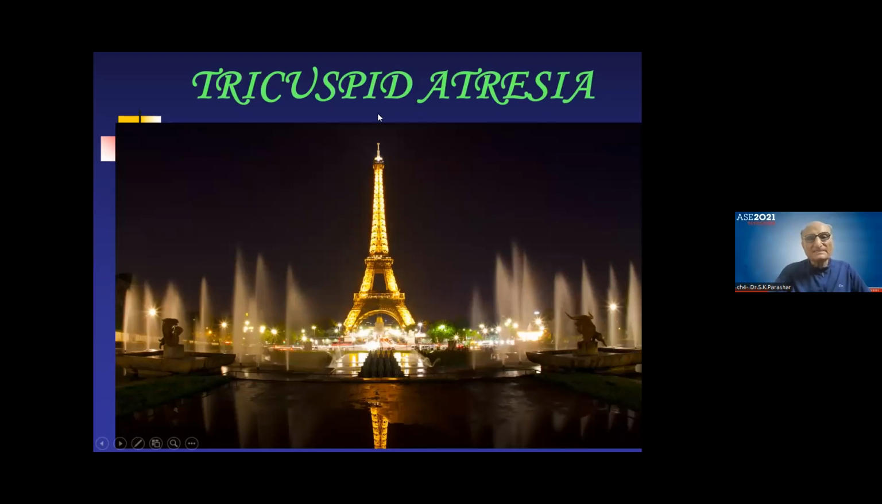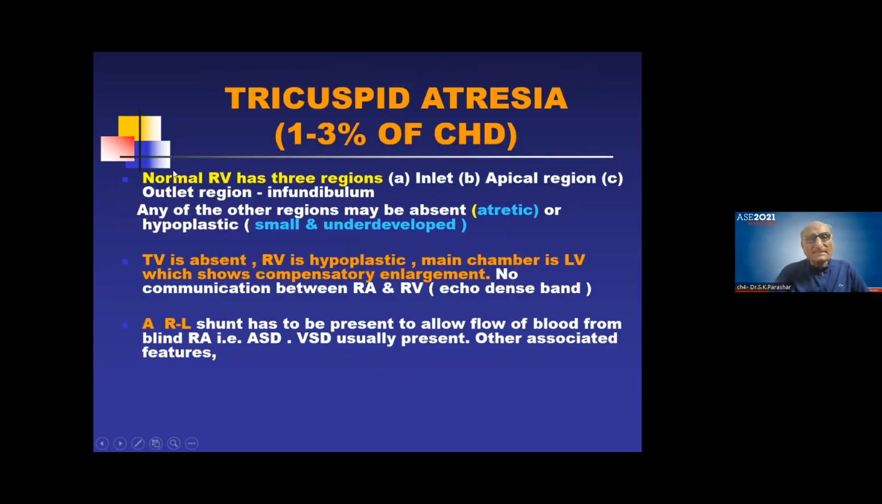Now we come to tricuspid atresia, another condition which you see fairly commonly in adult age. Now, remember, any structure which is absent is known as atresia, or any structure which is small and underdeveloped is known as hypoplasia. So absent is atresia, and as the name indicates, the tricuspid valve should be absent, and hypoplastic is small and underdeveloped.